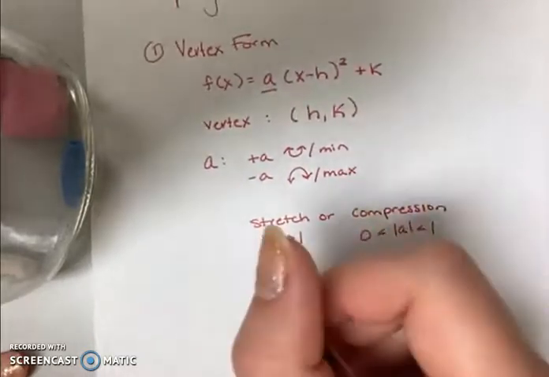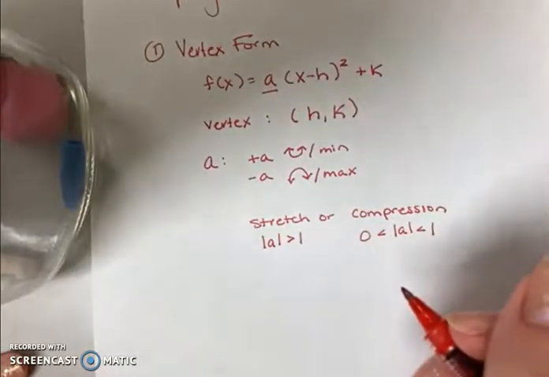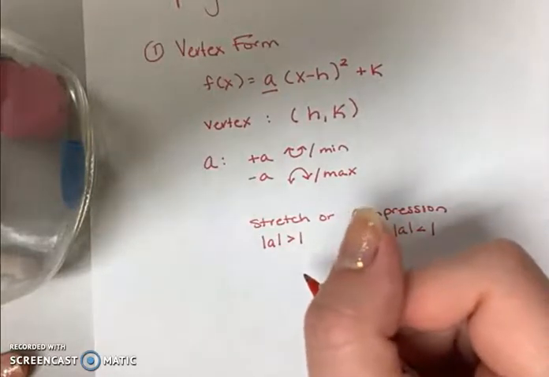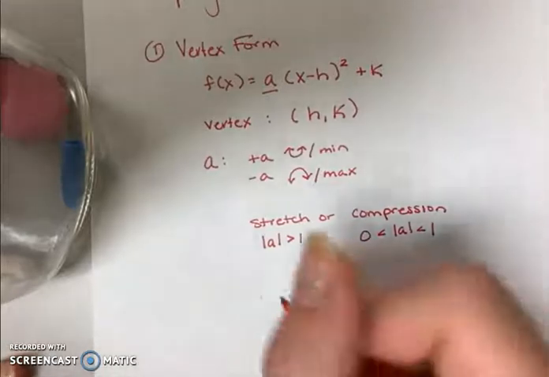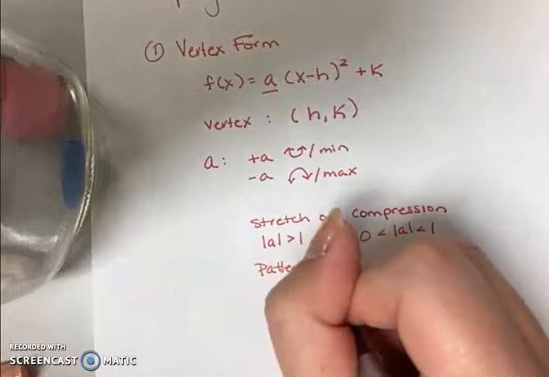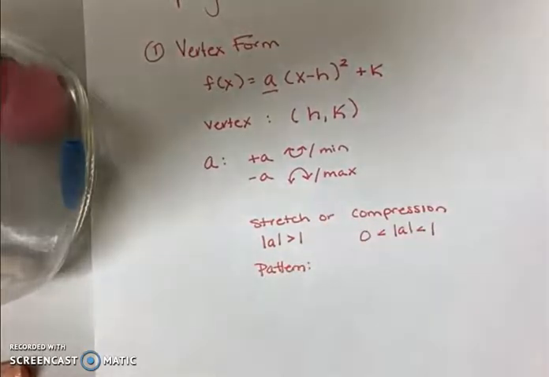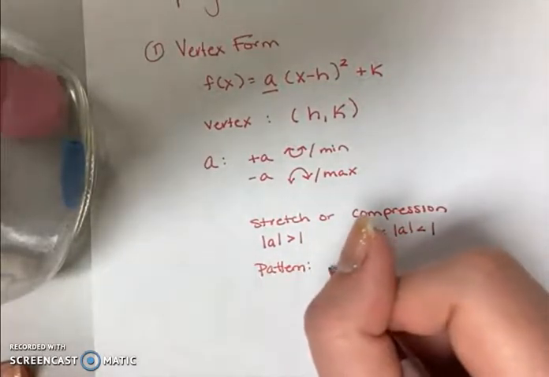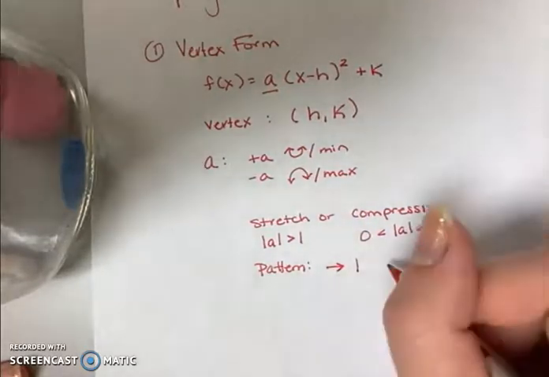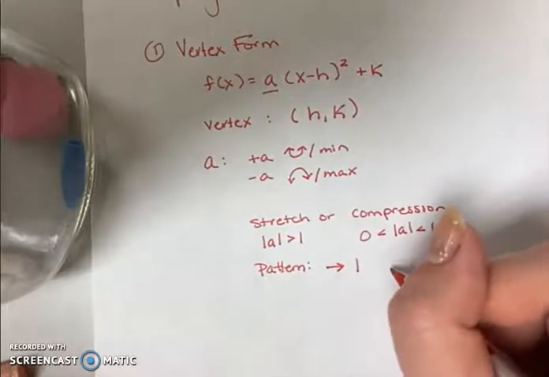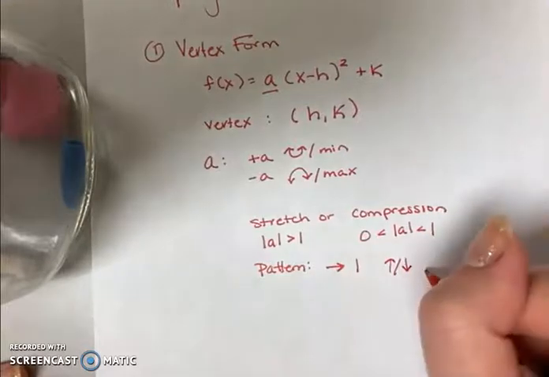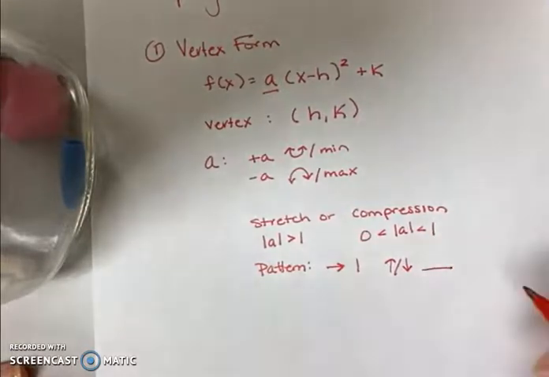Also, if I gave you the graph and I want you to identify what a is, or if I gave you what a is and you need to graph it, so it works both ways, there's a pattern that we can use to determine what the number value actually is. So I usually like to move right 1 unit, and then if it opens up, it'll go up. If it opens down, it'll go down. But it'll go up or down so many units.